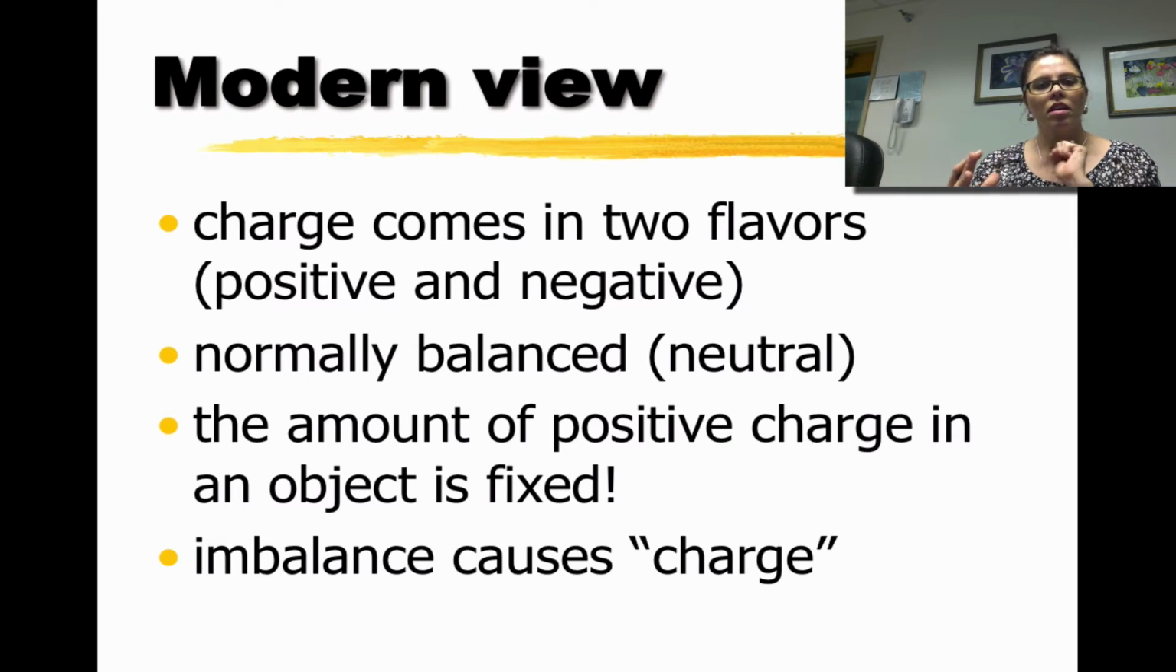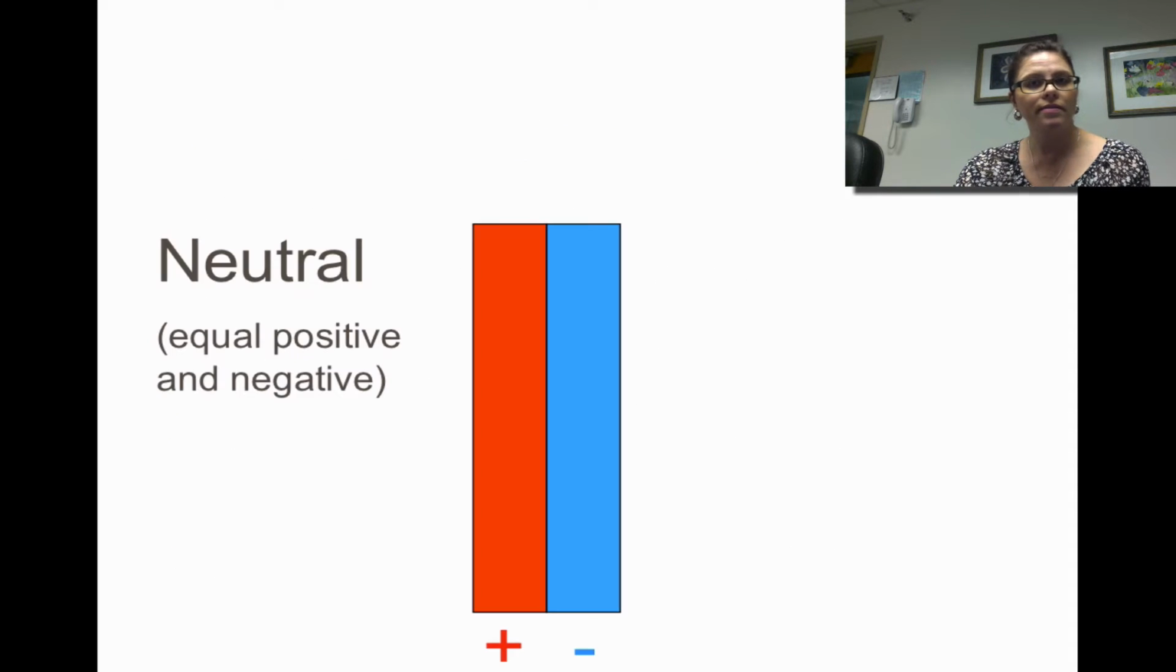And so the way that we change the charge of an object is that we move around the electrons. We don't mess with the positive charges. The imbalance of positive and negative charge causes an object to be charged.